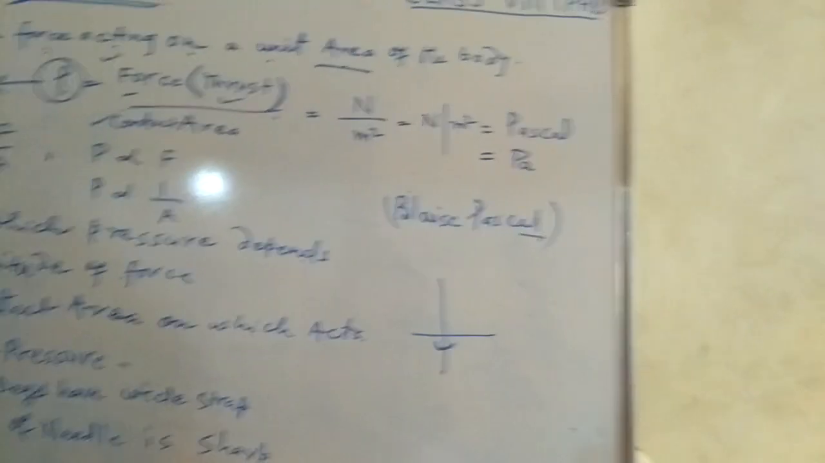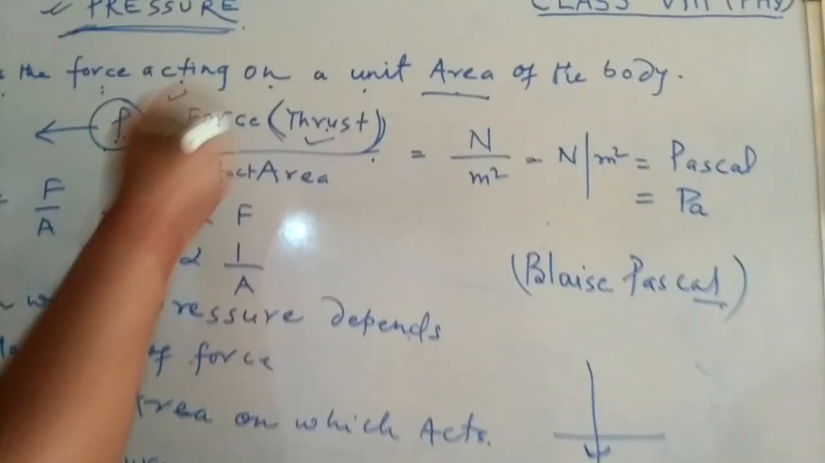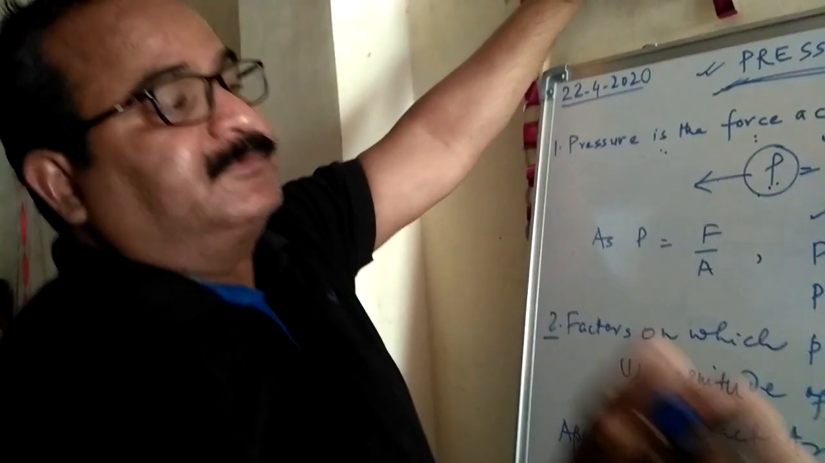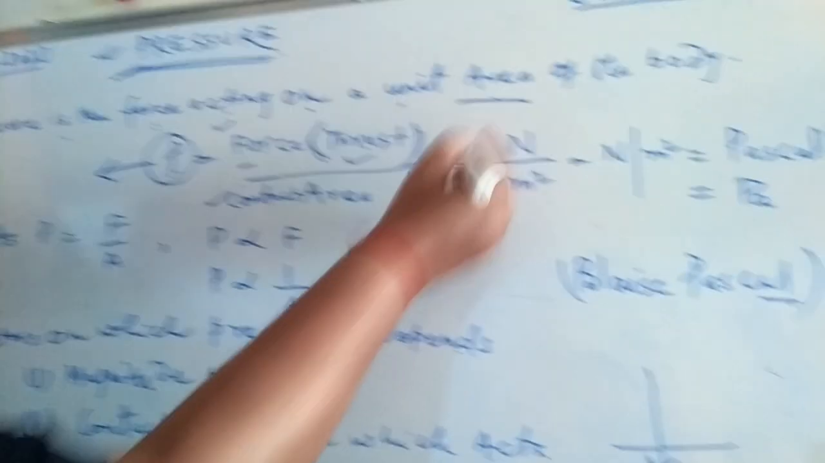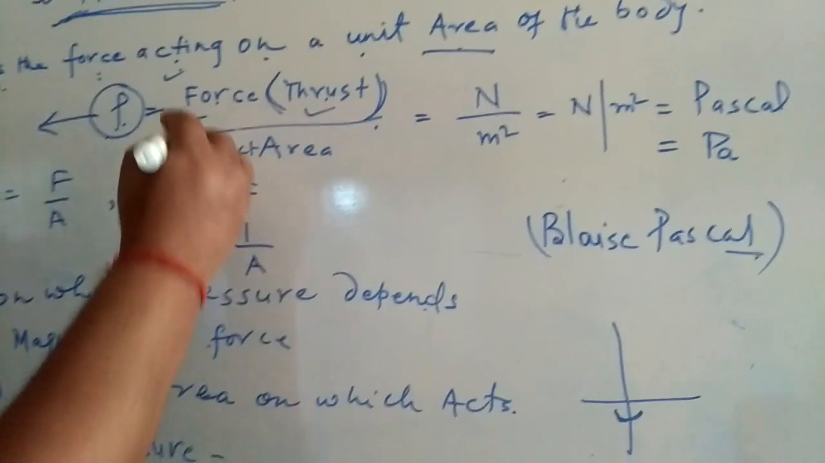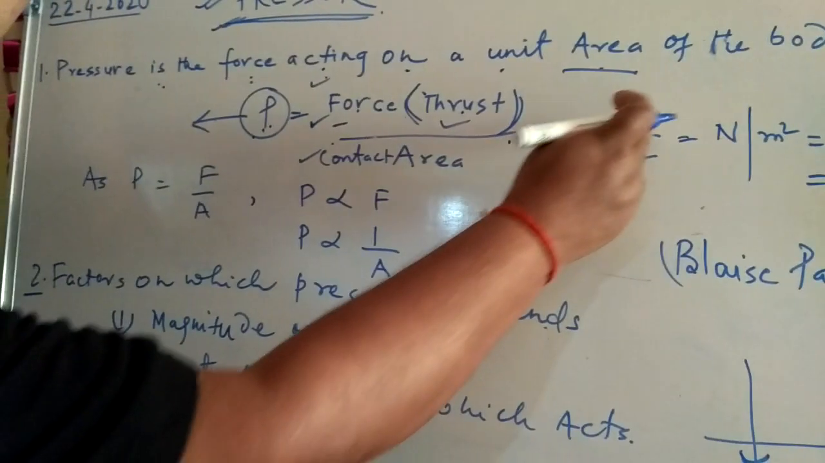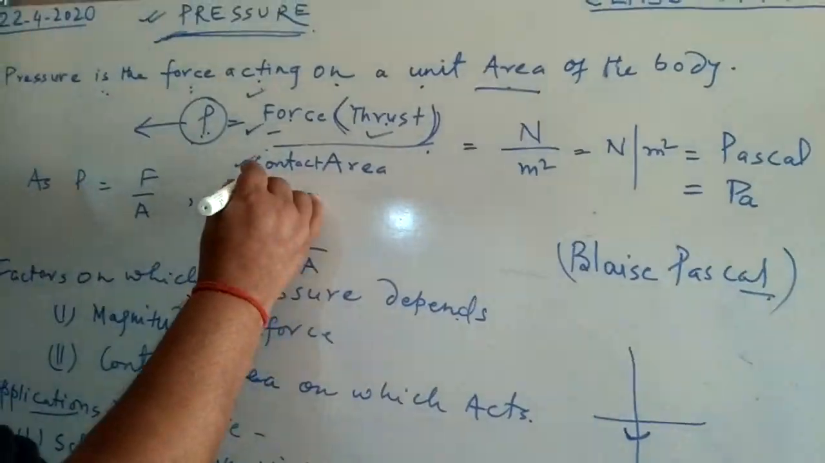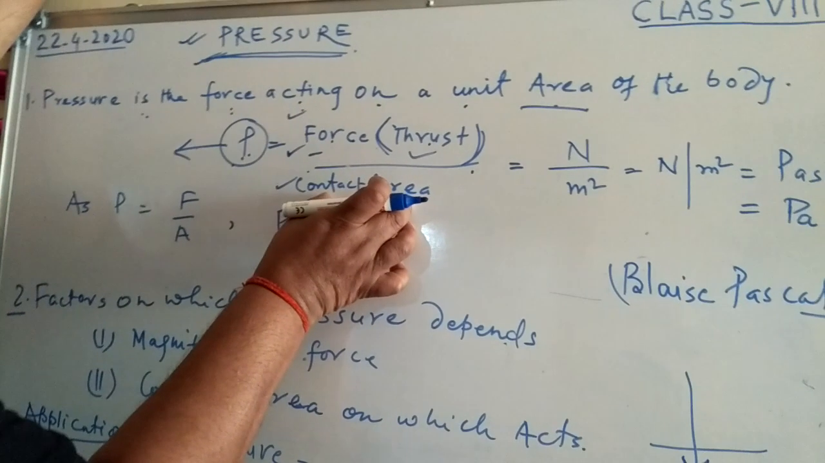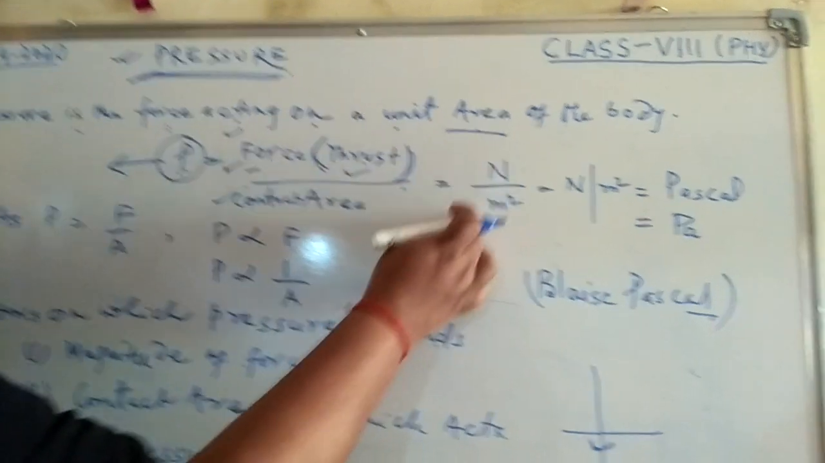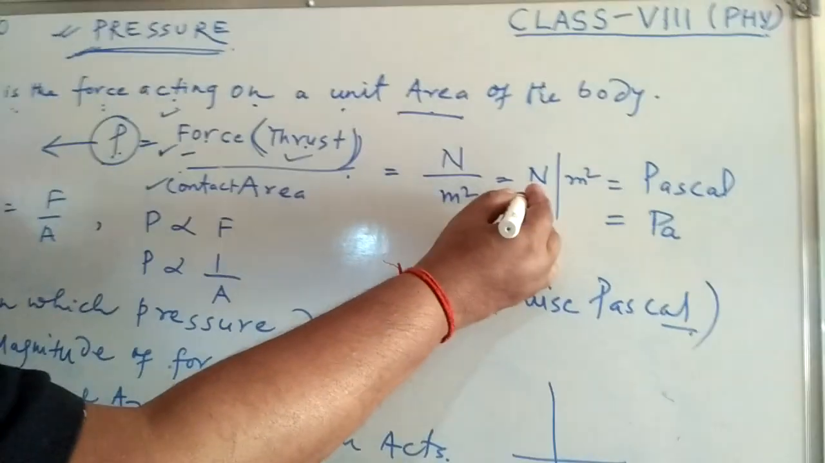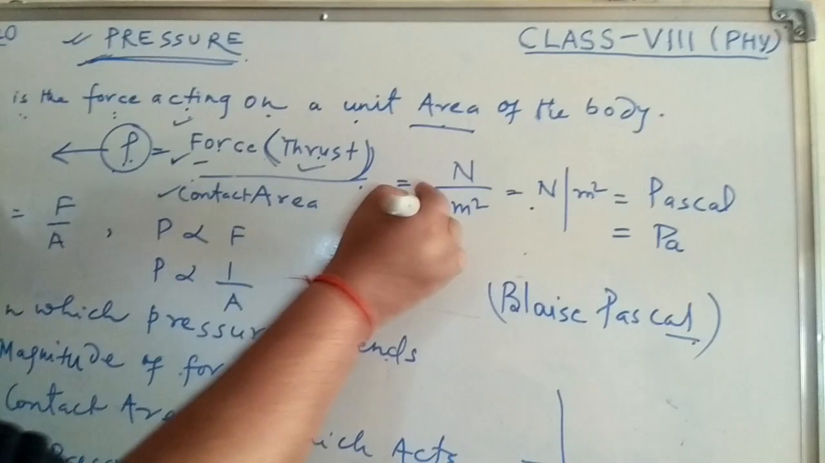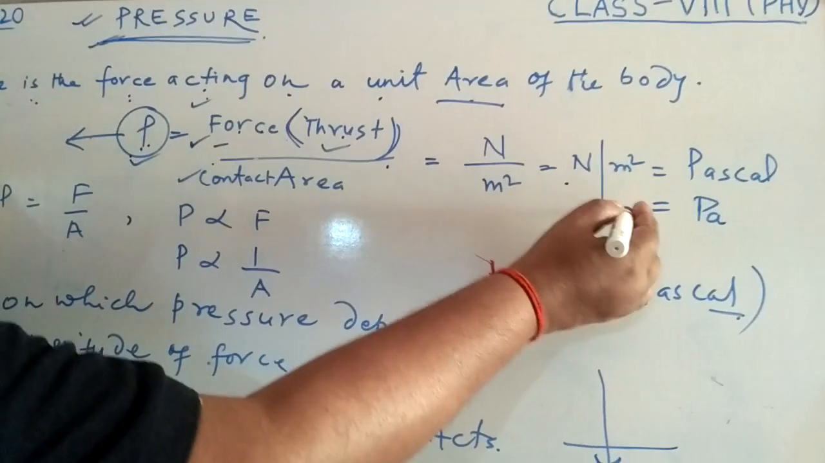But what is the unit of pressure? Because pressure is a physical quantity, it must have a unit. We know that the SI unit of force is Newton, represented by capital N, and the unit of contact area is meter square. So it becomes Newton per meter square. The SI unit of pressure is Newton per meter square.